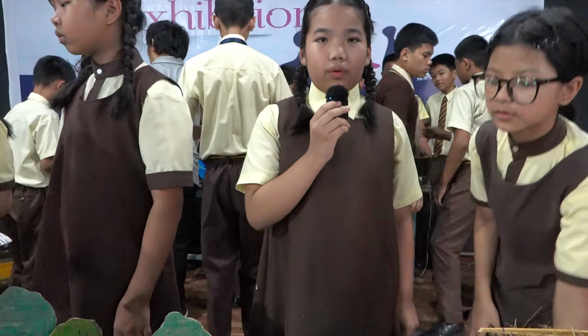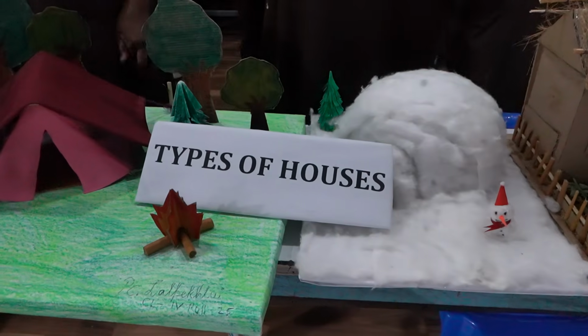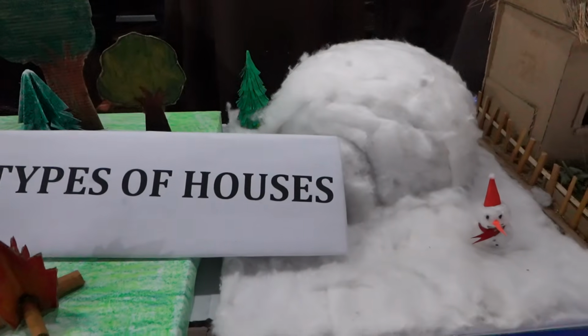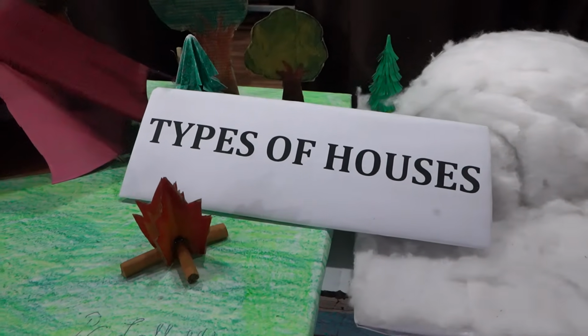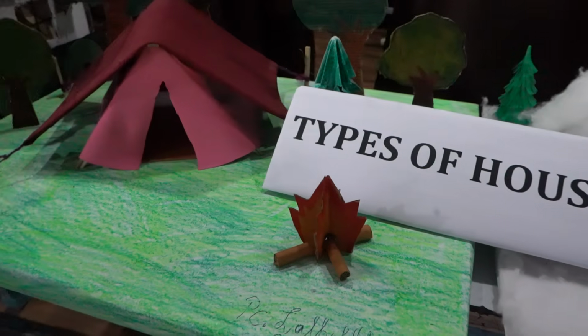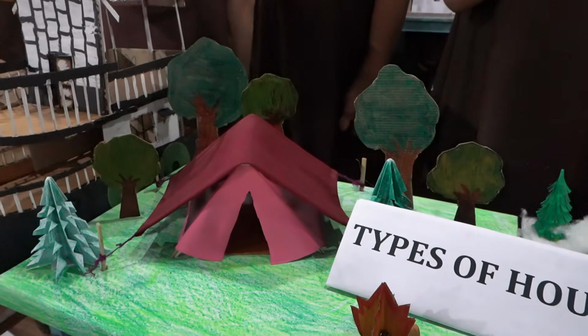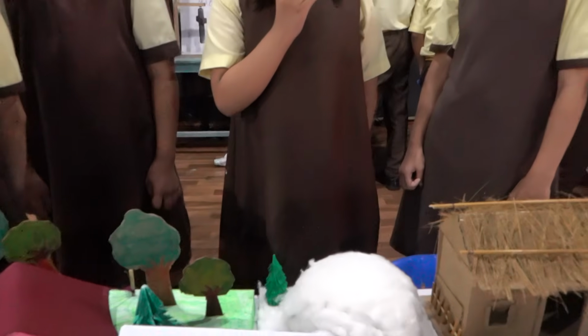This is an igloo. An igloo is a house made of snow. It is also called a snow house. The Inuit people live in igloos. Igloos are mostly found in places like Arctic, Alaska, Canada, Greenland. When the sun melts them in summer, the Inuit people move to tents made of animal skin.